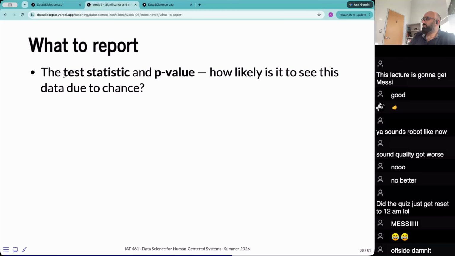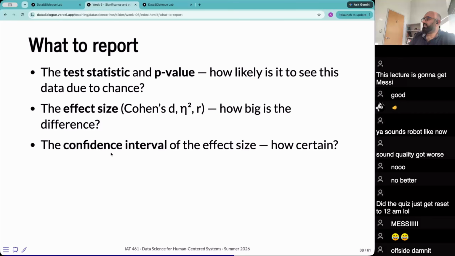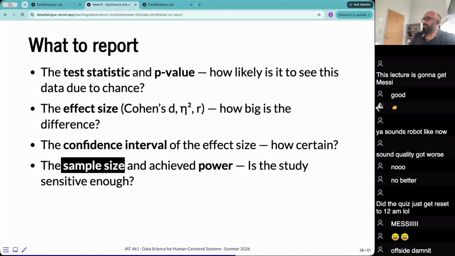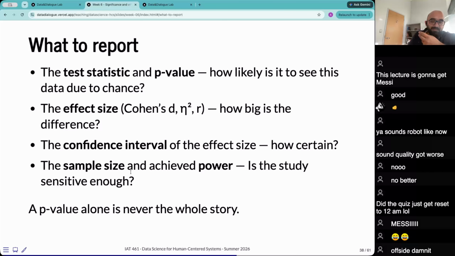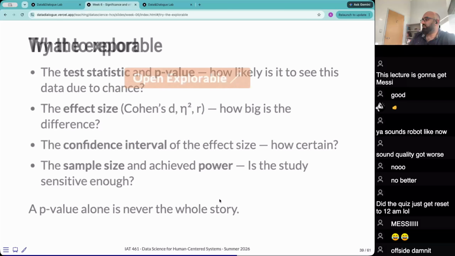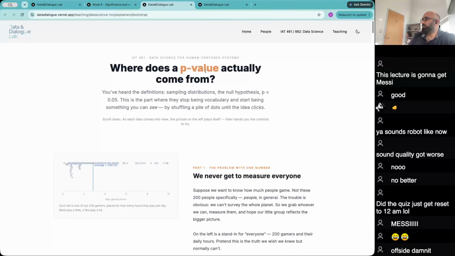And what to report? You report the test statistic, the p-value, the effect size, the confidence interval of the effect size, how certain you are about it, and the sample size and achieved power. Is this study sensitive enough? When you want to run an actual study, maybe a thesis, or end up working in a company that does A/B testing, that's what you do. So the p-value alone is never the whole story. The link to the explorable is here. You can come on.